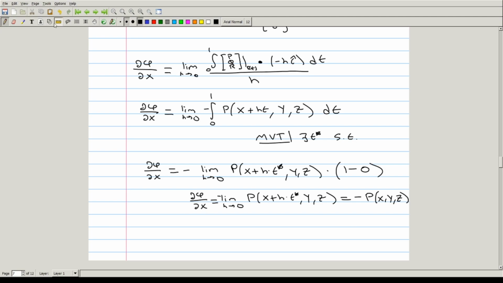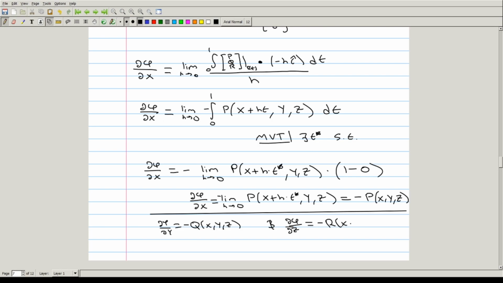And the conclusion here is that we can do the exact same thing for the y-axis and the z-axis as well. So using the exact same method and the exact same idea, we can go through and show that dφ/dy is equal to negative q of x, y, z at every point in this domain, and that dφ/dz is equal to negative r of x, y, z.